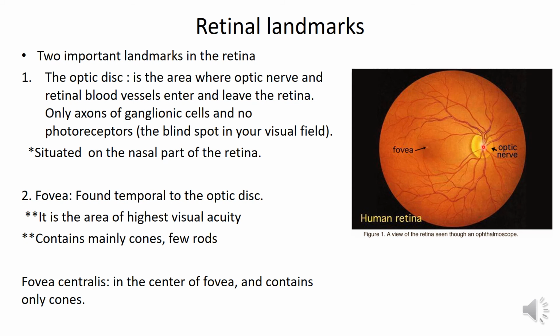The optic disc is the area where the optic nerve is coming to the retina, and it is also the area where the blood vessels are coming to the retina and leaving the retina. This area sometimes is called blind spot simply because it doesn't contain any photoreceptors. The optic disc is found on the nasal aspect of the retina.